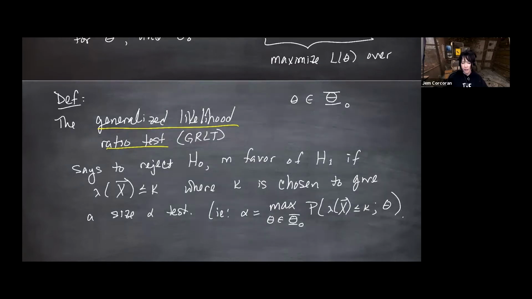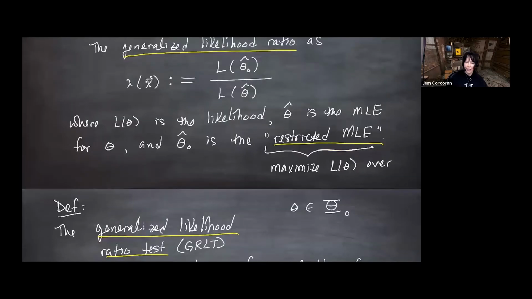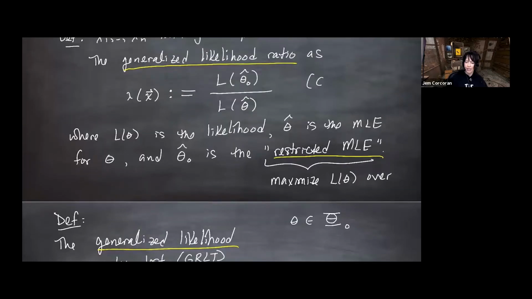Sorry. And look at the GLR, the generalized likelihood ratio. You'll notice that I have the likelihood, and I use the MLE restricted to the set of parameters in the null hypothesis. And down here, I use the MLE not restricted at all.